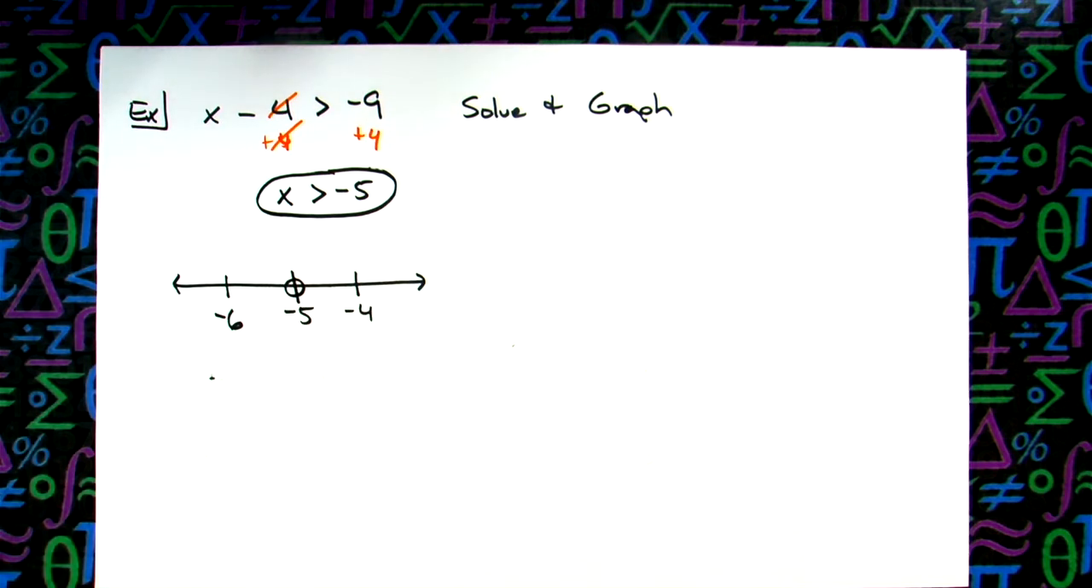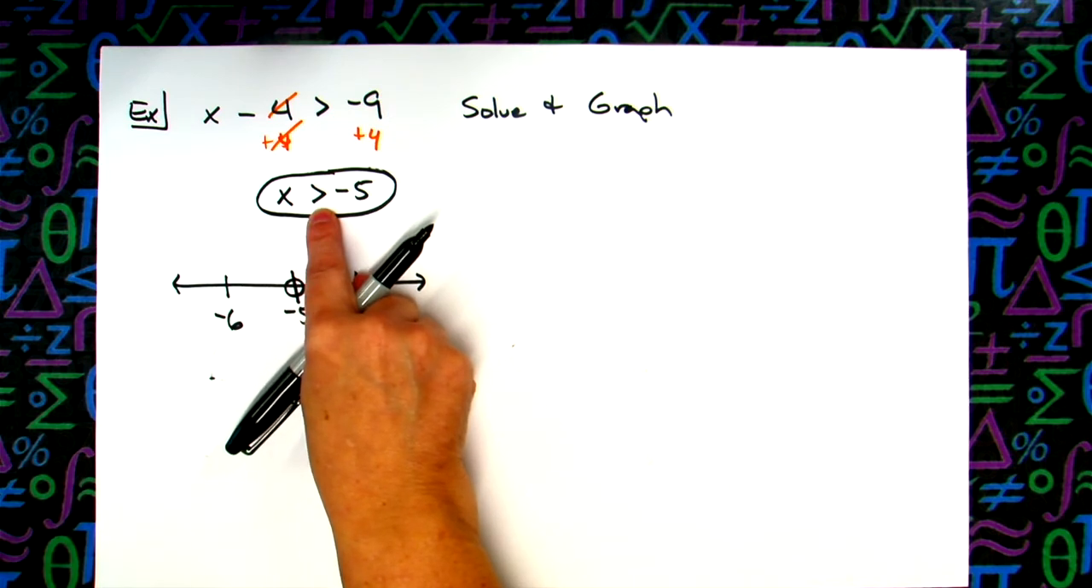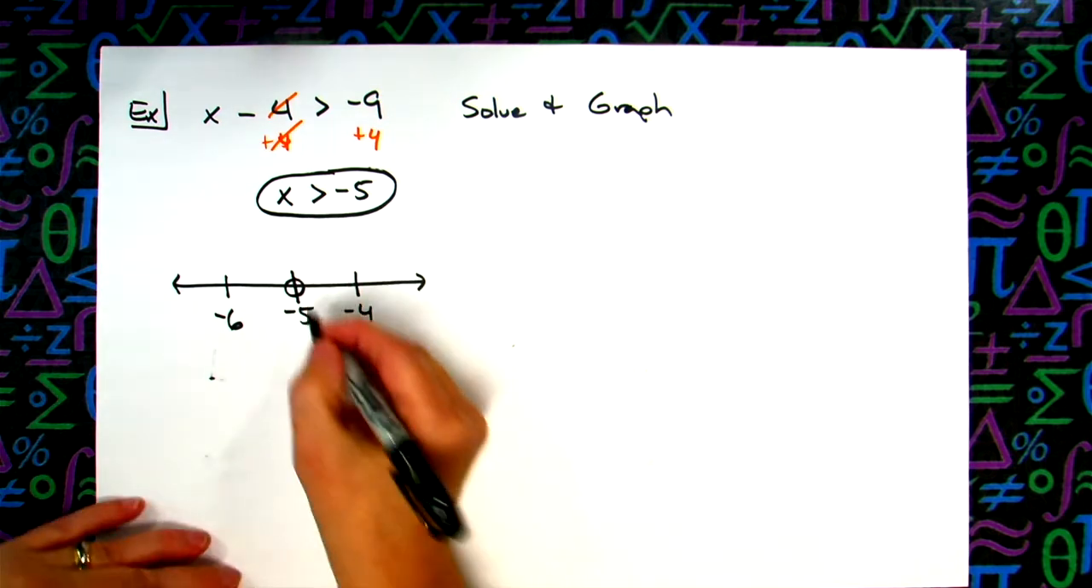Which way am I shading? Griffin's smiling at me like, please don't call on me. Griffin, which way am I going to shade? Left. Okay, x is greater than. Never mind, right. Going to shade to the right.